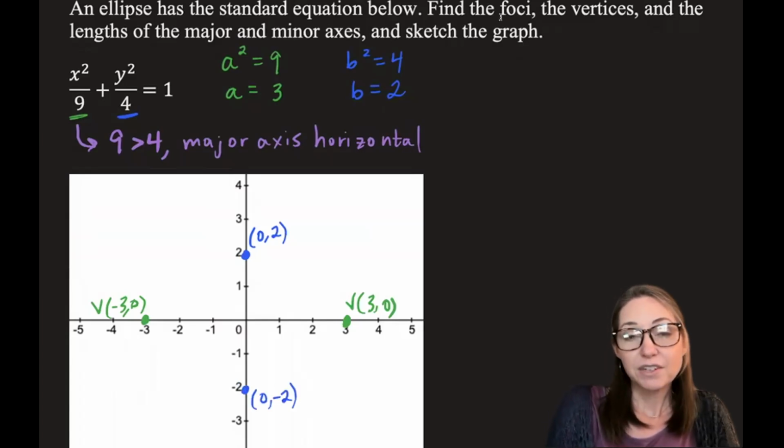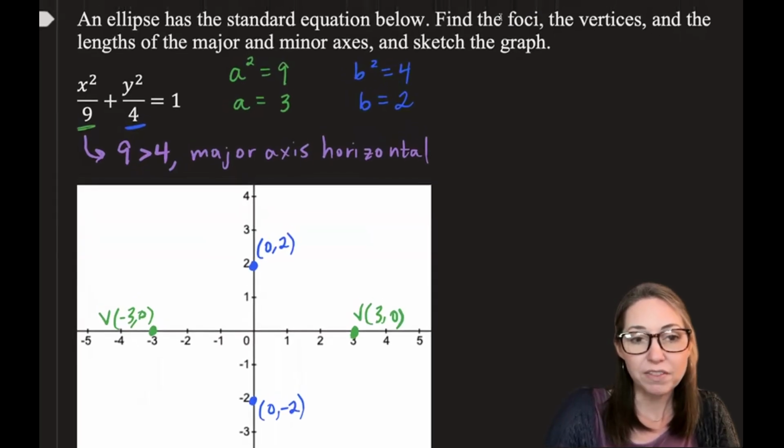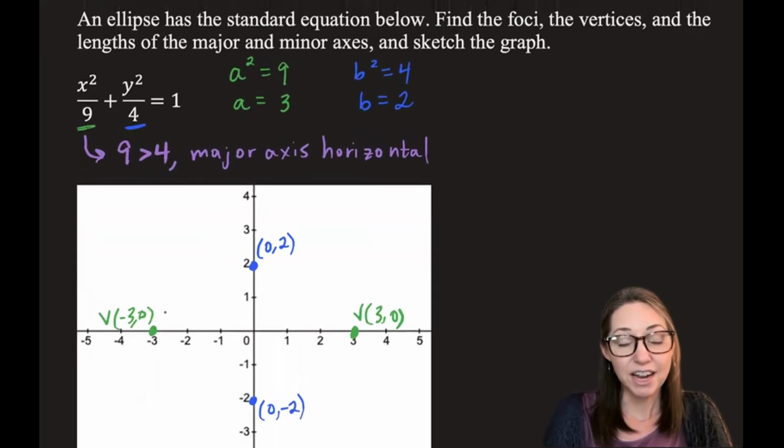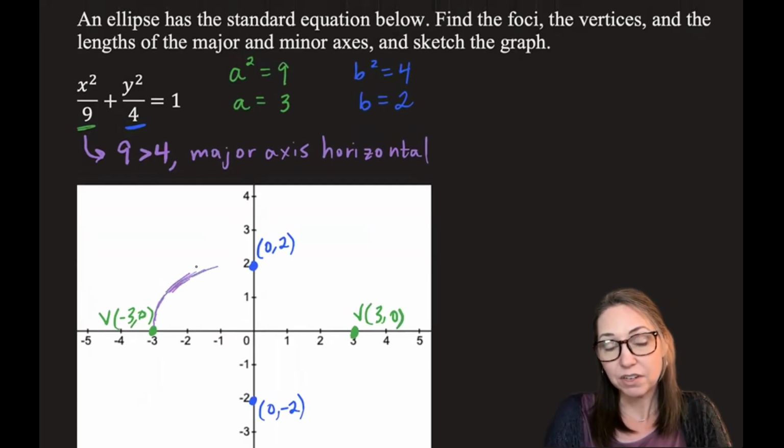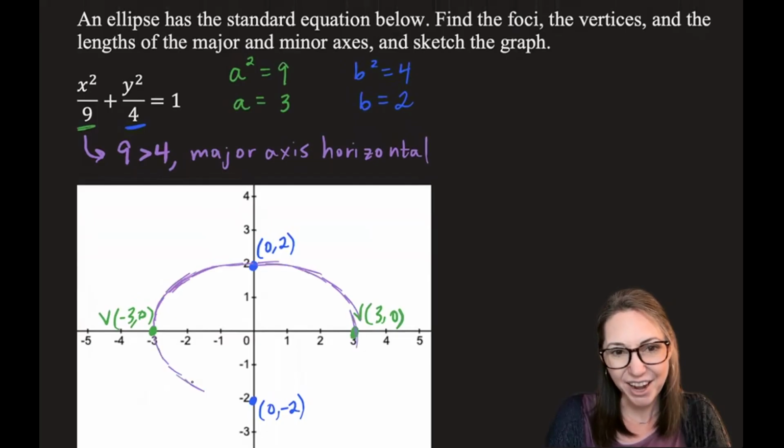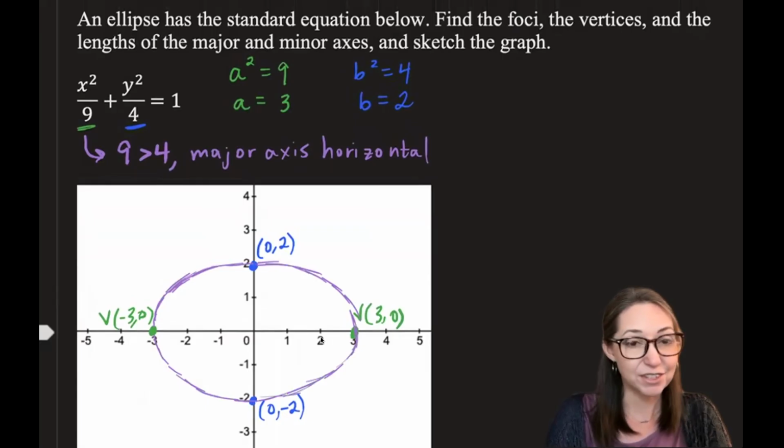Now the foci don't really appear in the graph, but we'll find those after we sketch the graph. To sketch the curve, I'm just going to hand sketch it in. It's a stretched out circle. So imagine you're trying to sketch a circle that has been stretched a little bit, kind of like an Easter egg, but without one side being too lopsided. All right, and there's our ellipse.